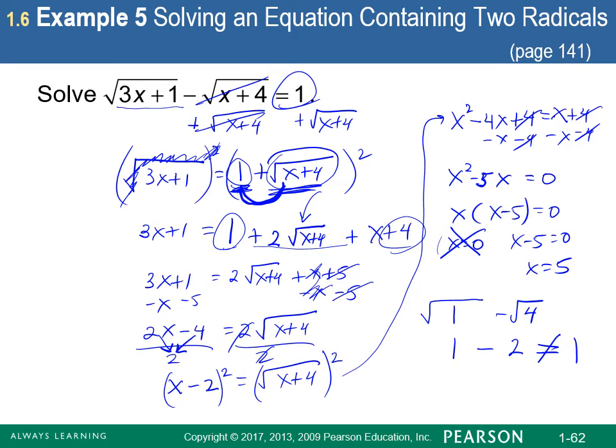Let's try the 5. So if we've got the square root of 3 times 5 is 15 plus 1 is 16. And the square root of 5 plus 4, which is 9. Square root of 9 is going to be a 3. So we want to know, is 4 minus 3 equal to 1? Yes, it is. So there's the only one of these two that work out.